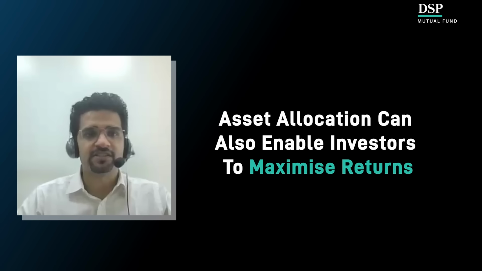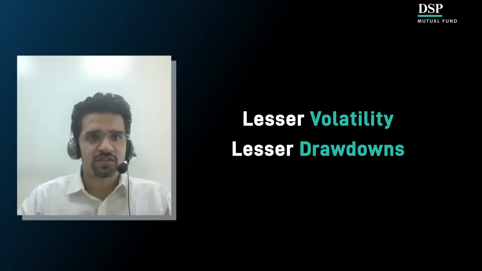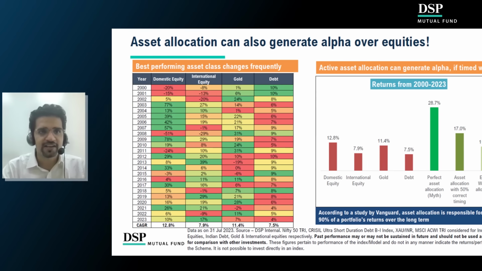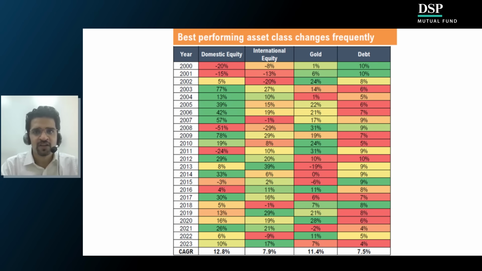But what investors miss out here is that along with fund and stock picking, asset allocation can also enable investors to maximize return, with significantly lesser volatility and lesser drawdowns. How? Let's look at the table on the left section of this presentation.